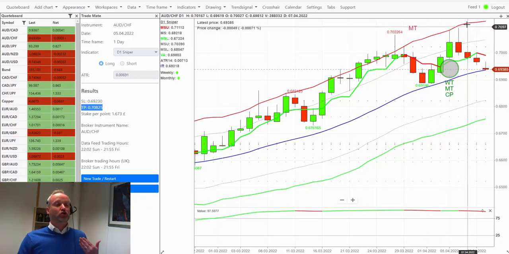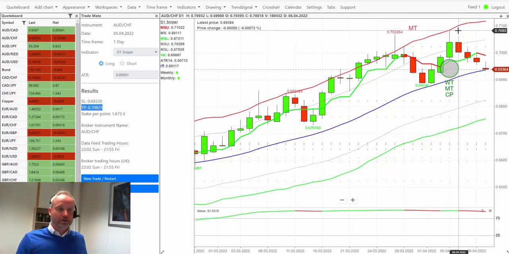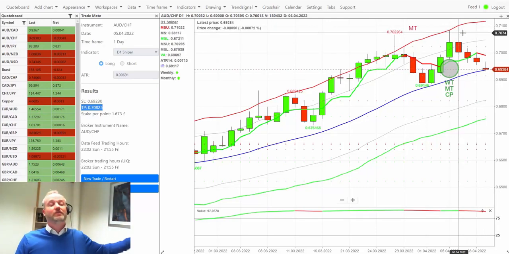Now, you might think, well, it's gone up a little bit and then come back off. It doesn't matter. It's hit our target. That's all we want it to do. What it does after that, I don't really care.